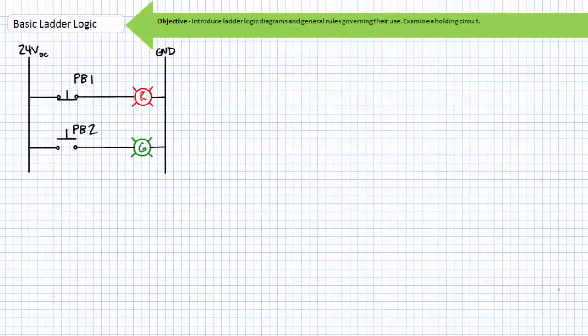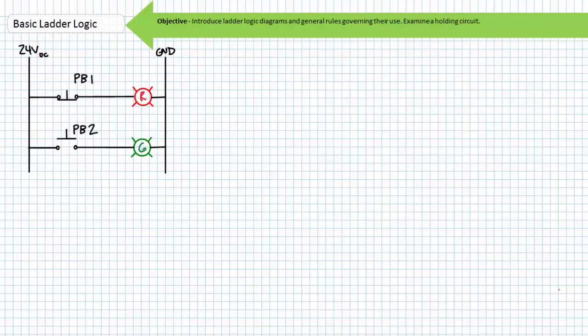Consider this simple ladder logic diagram consisting of two rungs. Rung 1 is composed of a series connection of a momentary normally closed push button 1 and a red pilot lamp. Rung 2 is composed of a series connection of a momentary normally open push button 2 and a green pilot lamp. Let's see if we can interpret the ladder logic diagram and predict its behavior using this simple rule. All schematics, all the time, are always drawn in their depowered state.